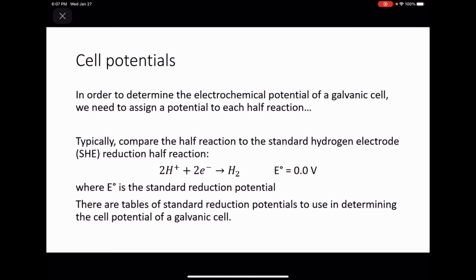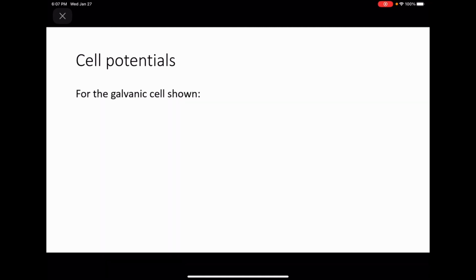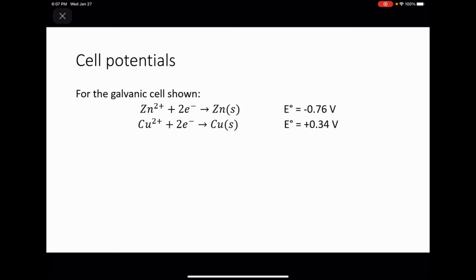And you can look up tables of standard reduction potentials that we can use in determining a galvanic cell potential. So for our galvanic cell that I showed a couple slides ago, we've got our zinc and copper. So we have an oxidation and a reduction half. Now we look these up in a table. I'm not going to show a table of all these, so I've just looked them up myself. We have the zinc reduction potential and the copper reduction potential, and we have those as negative 0.76 and plus 0.34. Those are straight out of the table.